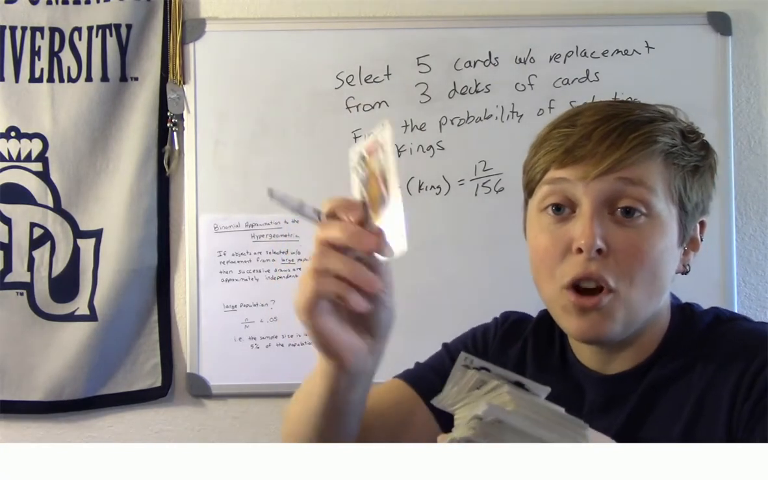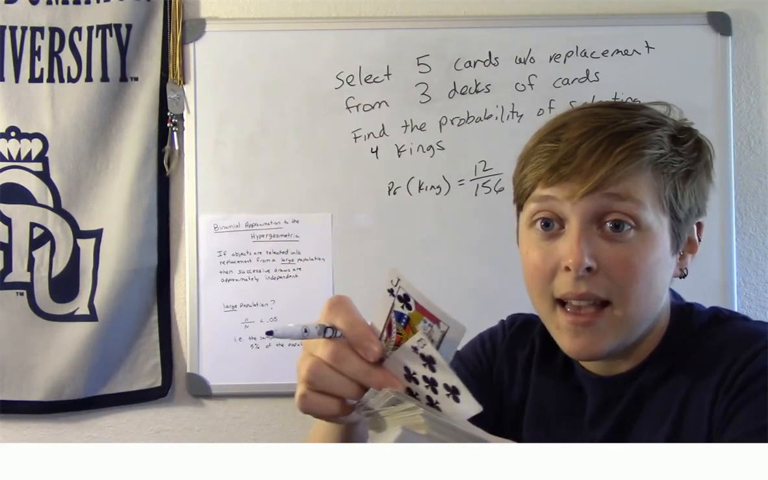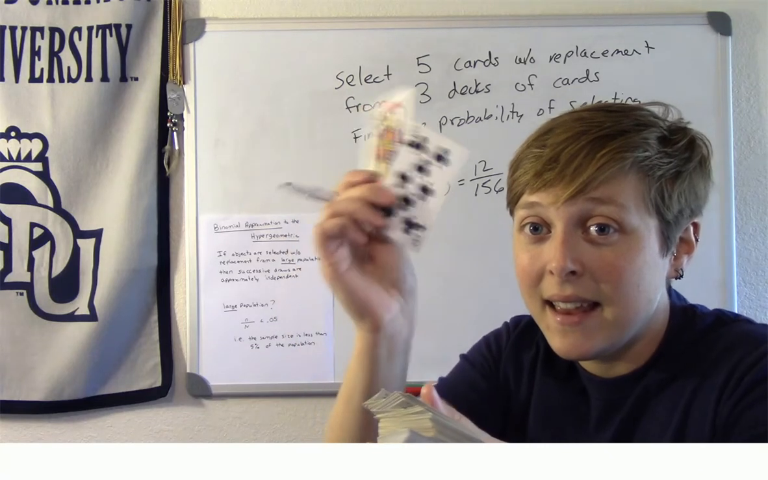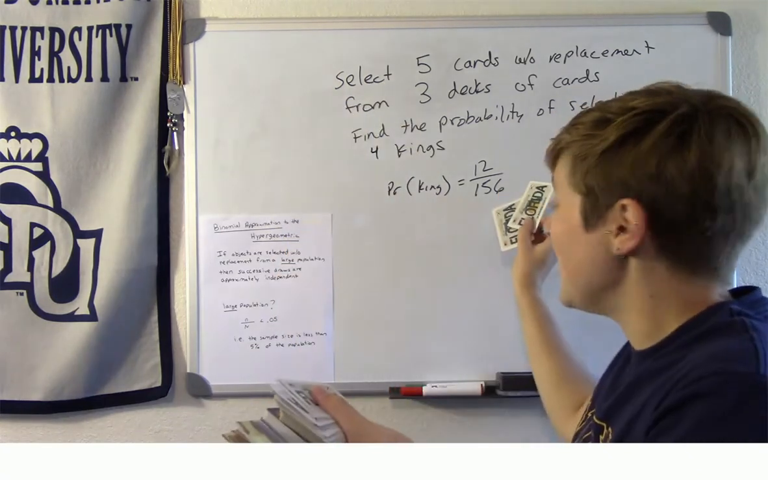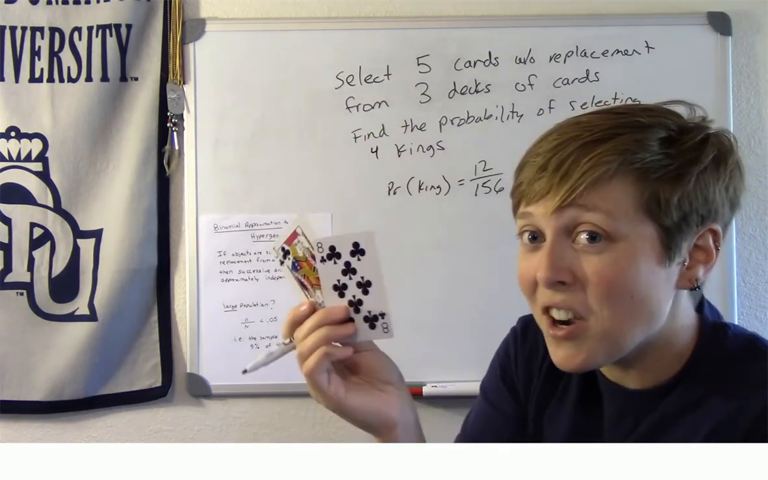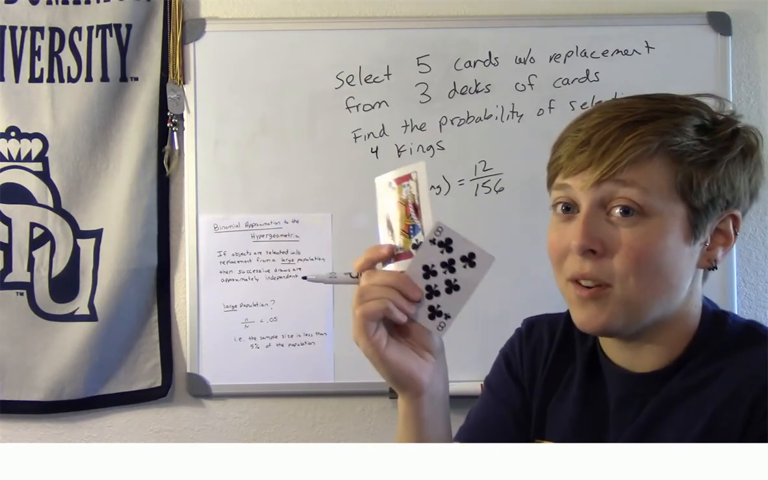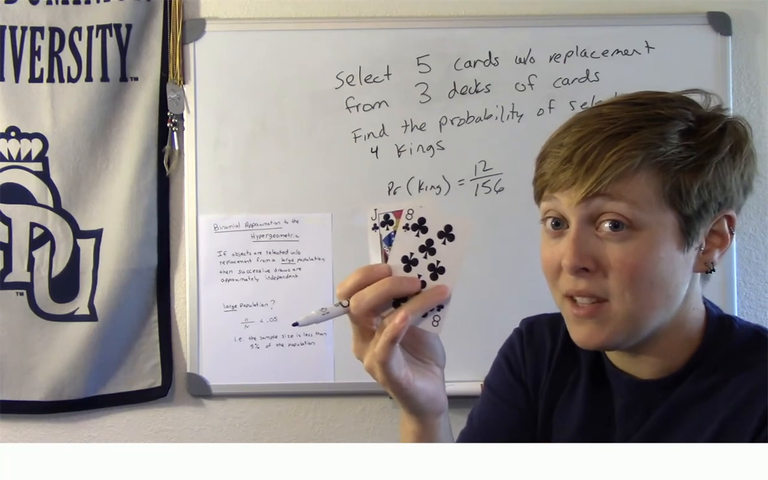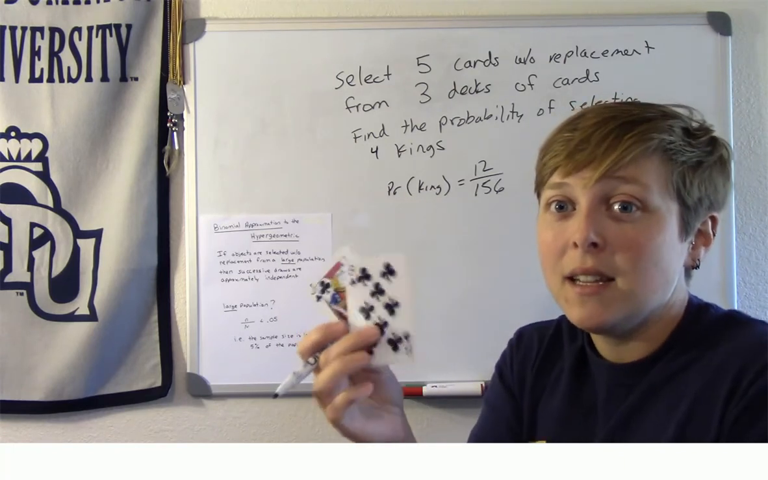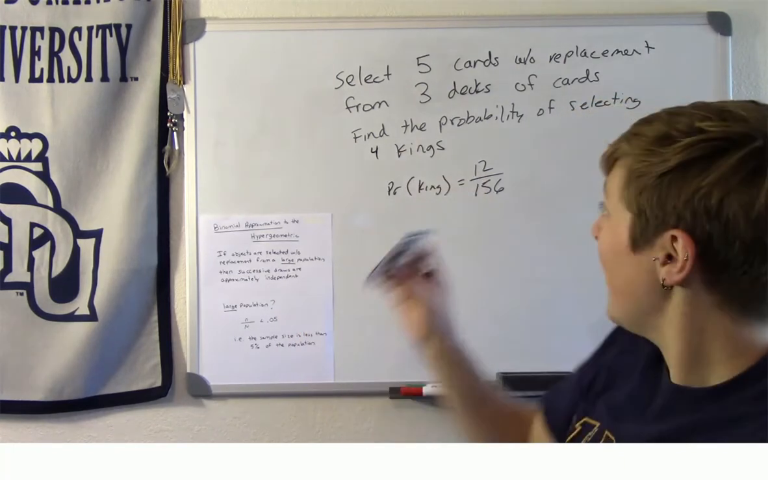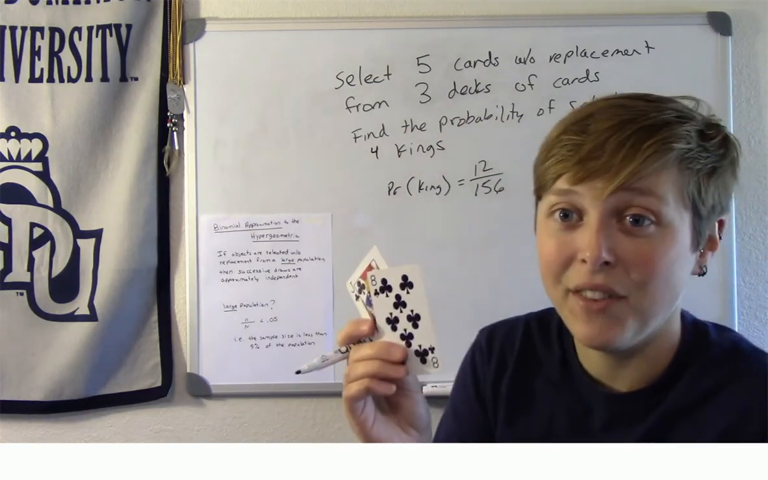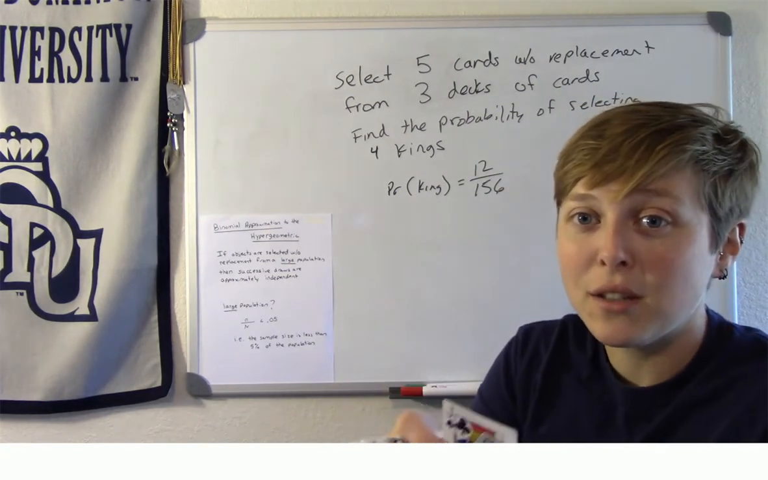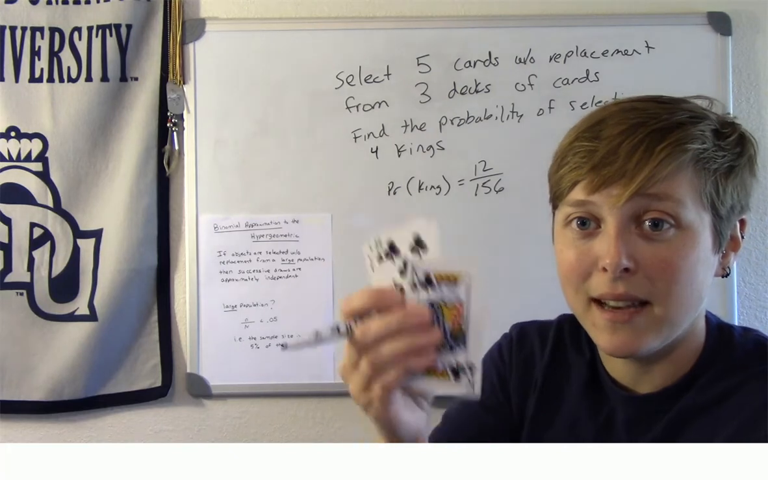Now, that's the first time I draw. But the next time I draw, if I don't use replacement, then how many cards are in my denominator? 155 cards. And it also depends on whether or not I got a king. That influences the probability of this one being a king. If the first one was a king, I would only have 11 kings left in the deck. So there's a dependent relationship here as I pick.